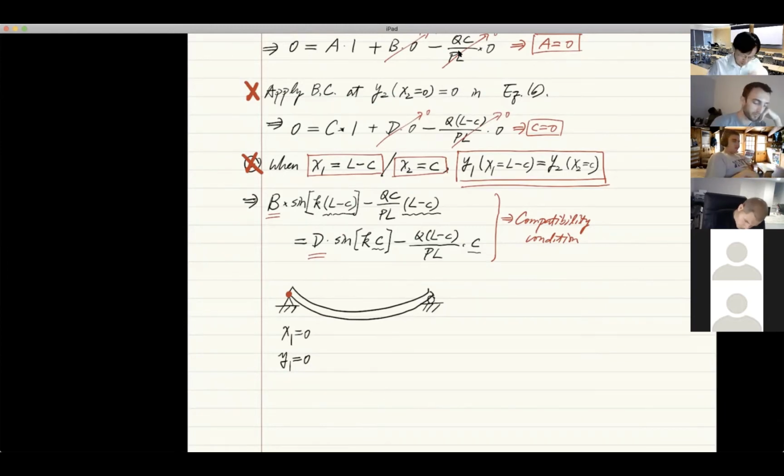And also, at this point, there's another boundary condition. This is the boundary condition when we say that if you let x1 be L, which is the total length, you also will not have any deflection. That means when x1 is L, y1 also will be 0. Correct? So from the first one, which we used this boundary condition, we found A to be 0. Next, we're going to use this boundary condition to find the next parameter.